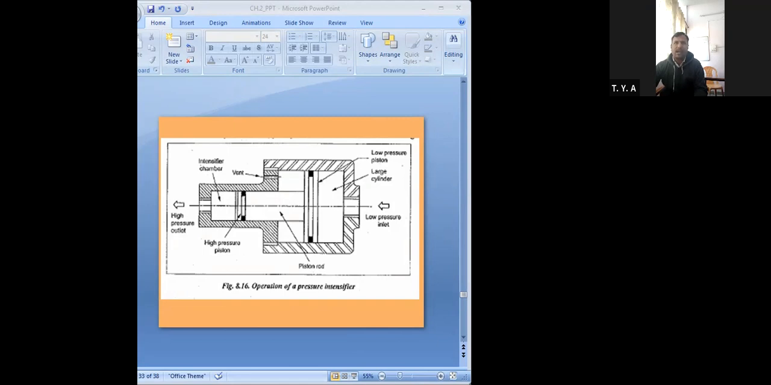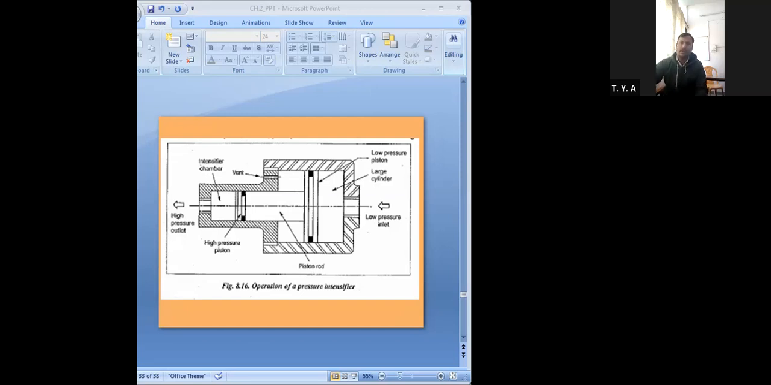Here you have to neglect the losses due to friction. And the smaller end of the piston exerts the same force on the fluid in this intensifier chamber.